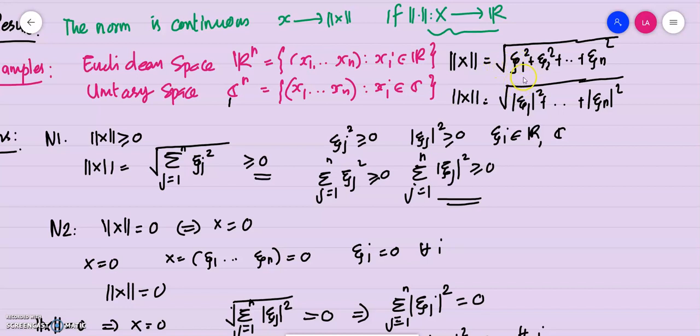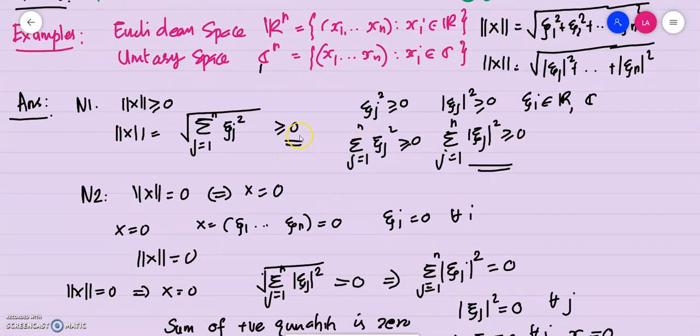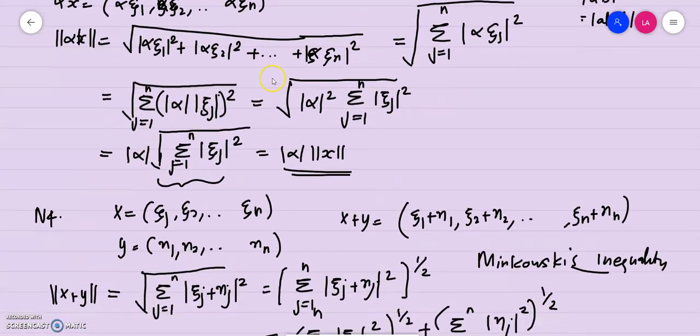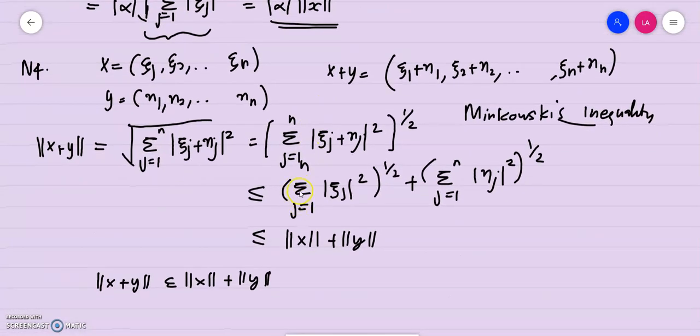So that's why I didn't use the modulus here. You can use the modulus and proceed in a similar way. So we have established the first property, the second property, the third property, and the fourth property. So we can clearly say that the space Rn and Cn under the norm, which is defined as such, is a normed space.